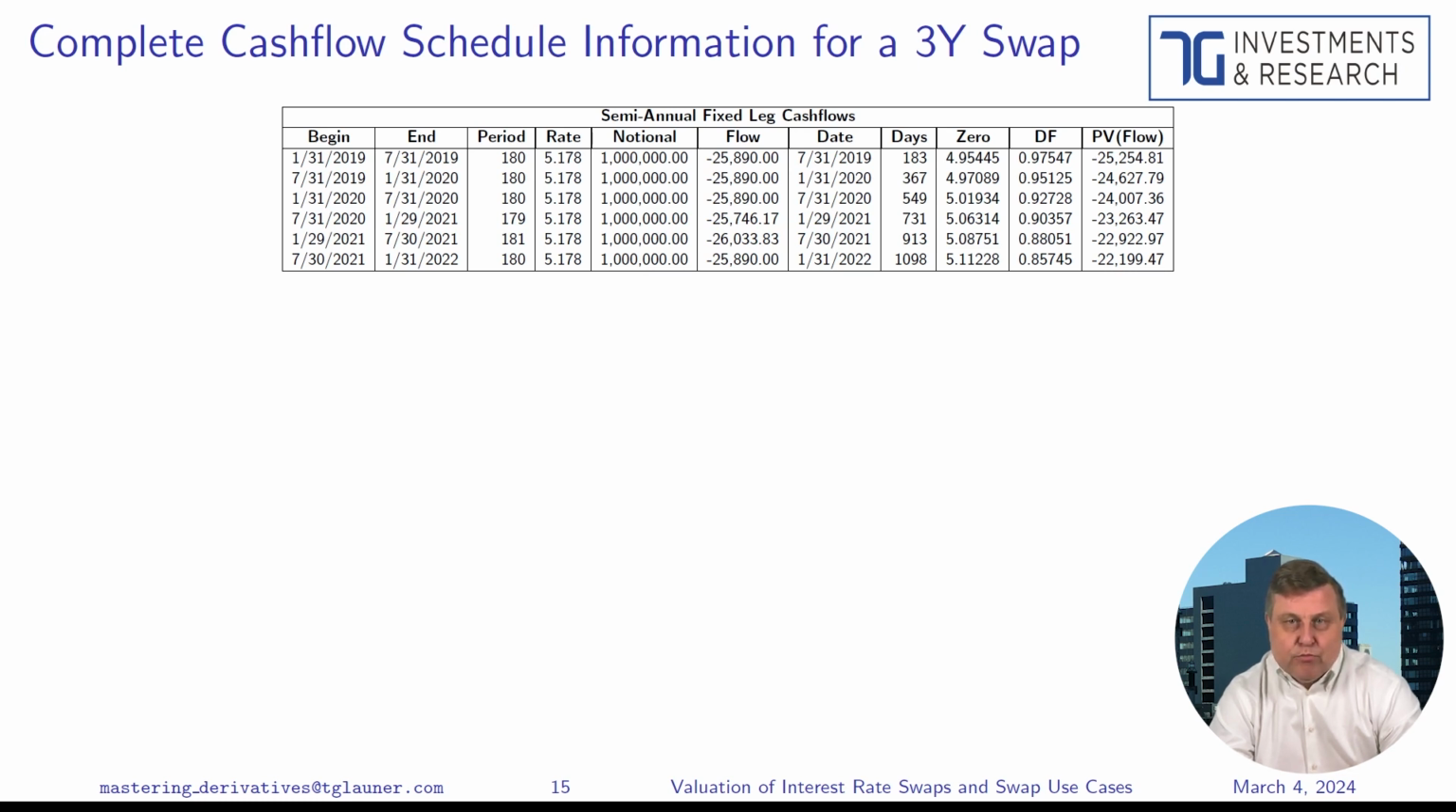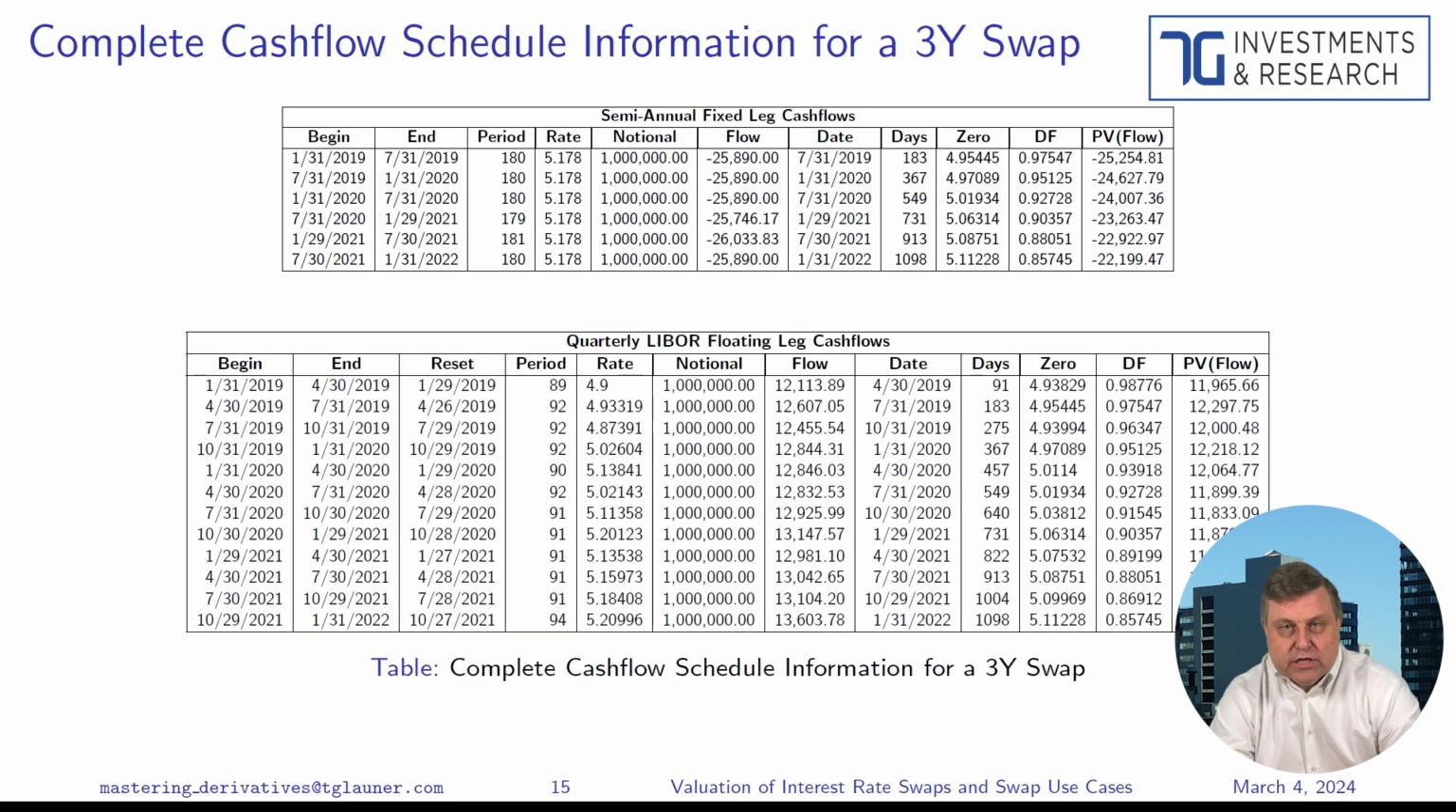So summing up present values of individual fixed rate flows yields your fixed leg's total value. Conversely, when looking at quarterly LIBOR-based floating legs, which are simpler in that there's no averaging, you will notice a similar table structure, but with additional reset dates, typically 2 business days prior to each period start.